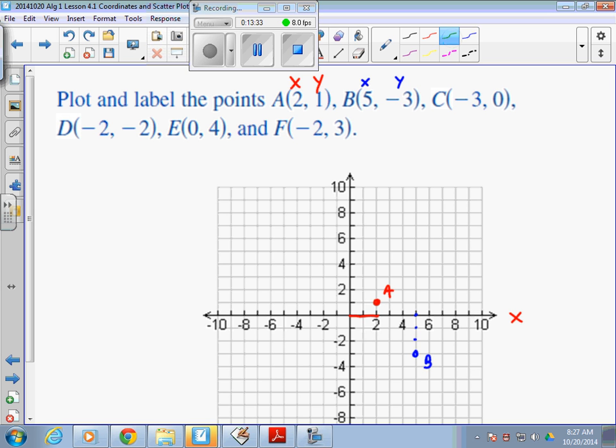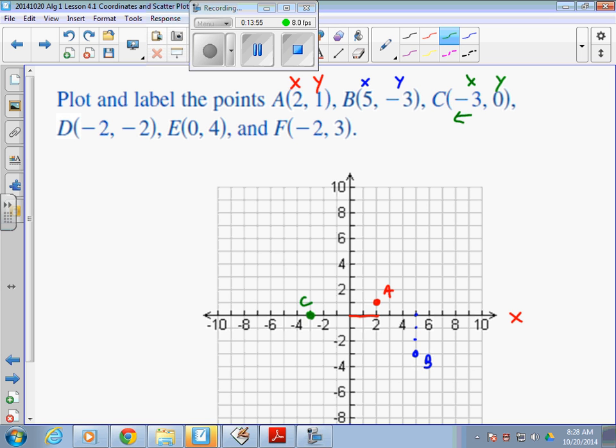C's value is negative 3, 0. Again, x comma y. Don't forget the order they're in. That's the mistake people make. They'll put the 0 first and then the negative 3. That's not right. Go to the left since it's negative, 1, 2, 3. And then don't go up or down at all because y's value is 0. That's C. So that's where A, B, and C should be.